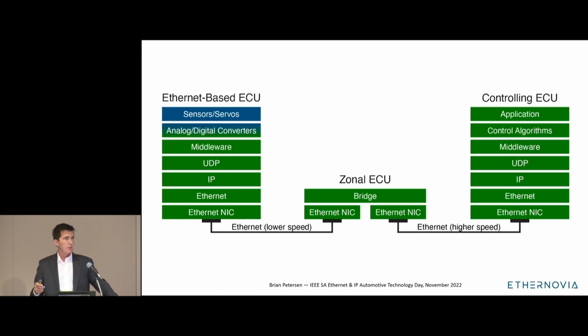And the reason for this is by taking this step, we've dramatically simplified the overall network architecture and the complexity of the software. You notice our controlling ECU is no longer CAN or tunneling aware. And the zonal ECU is no longer a gateway, it's just a bridge.